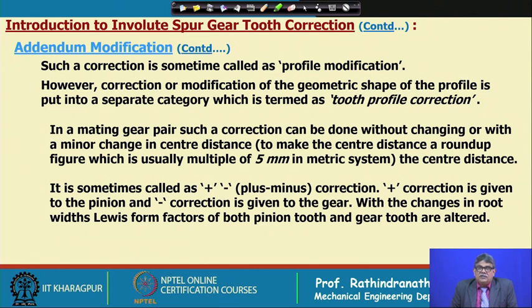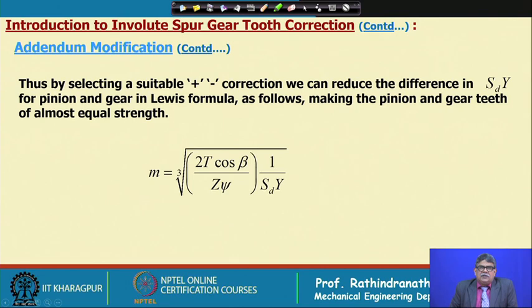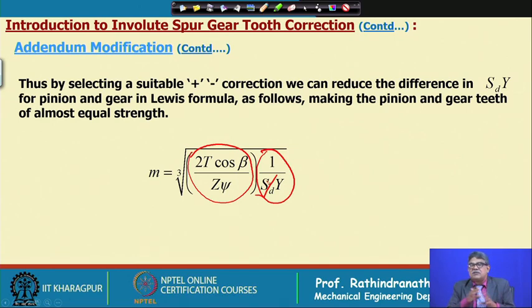With the change in root width, the Lewis form factor of both the pinion tooth and the gear tooth are altered. Thus, by selecting a suitable plus-minus correction, we can reduce the difference in SD into Y. Here we can keep the contact load the same for both gear and pinion, because in a stage they are transmitting the same load, but there will be a difference because the material may be different. SD is the allowable strength considering all factors, and Y is the form factor, which will definitely be less in the case of the pinion.